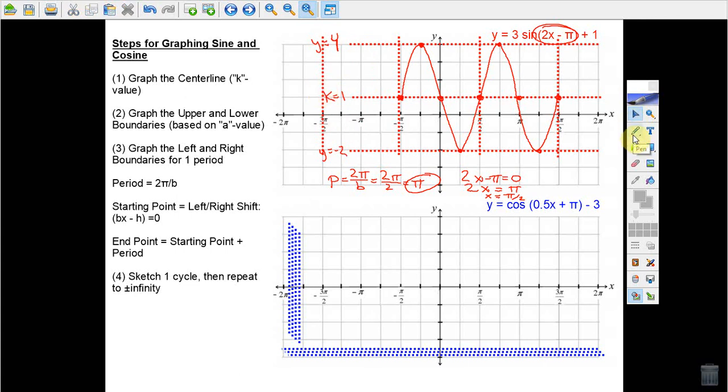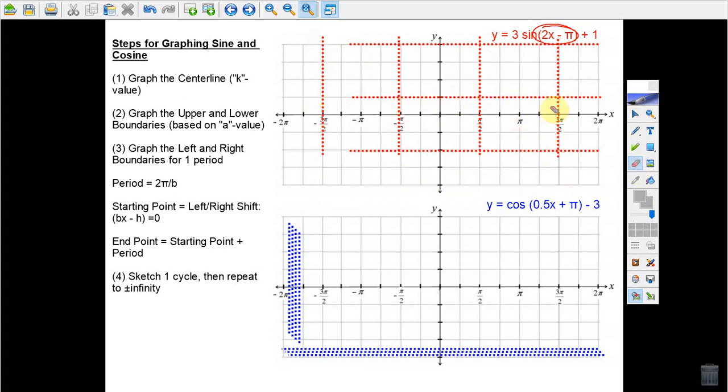All right, so you'll notice though that our horizontal shift was not pi. It was instead pi over 2. If we had done it the way that CPM has it written out, and we had factored a 2 out at the very beginning, then we could have seen our horizontal shift more directly.